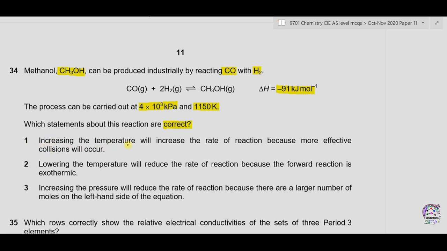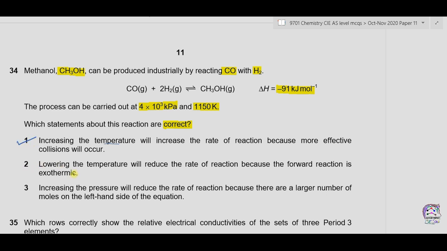Number 1. Increasing the temperature will increase the rate of reaction because more effective collisions will occur. Now what happens when temperature is increased? The kinetic energy of molecule also increases. So number of collisions will increase, and it is possible that effective collisions are also increased. So it results in increasing the rate of chemical reaction. So therefore option 1 is correct.